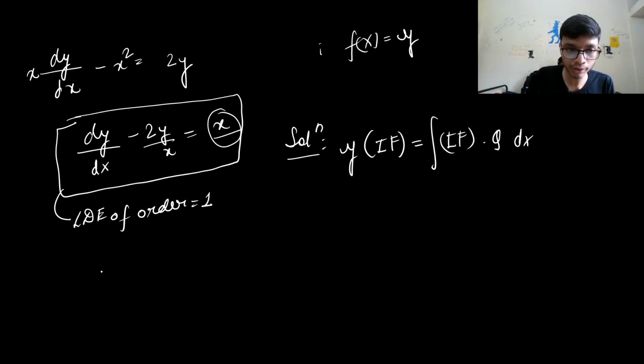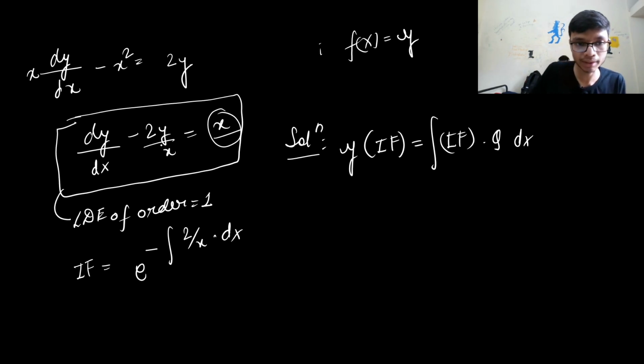All right. So how do we get to the integrating factor? The integrating factor for this particular linear differential equation is equal to e raised to the power minus integration of 2 by x dx. That is basically the coefficient of y. The part that is multiplied with y is used in the integral to calculate the value of the integrating factor.